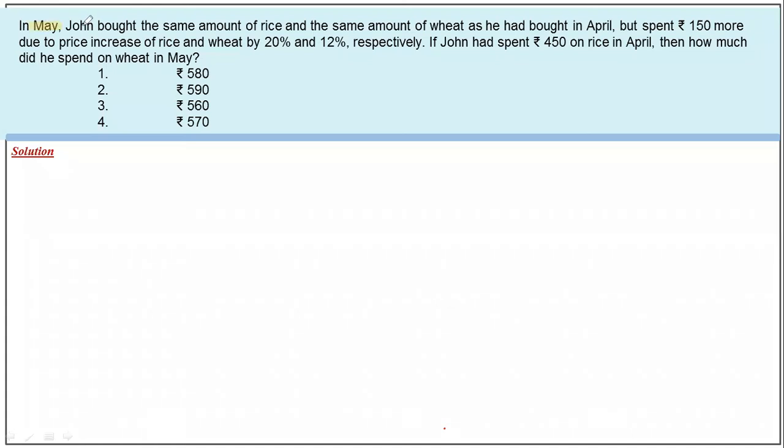In May, John bought the same amount of rice and the same amount of wheat as he had bought in April, but spent rupees 150 more due to price increase of rice and wheat by 20% and 12% respectively. If John had spent rupees 450 on rice in April, then how much did he spend on wheat in May?